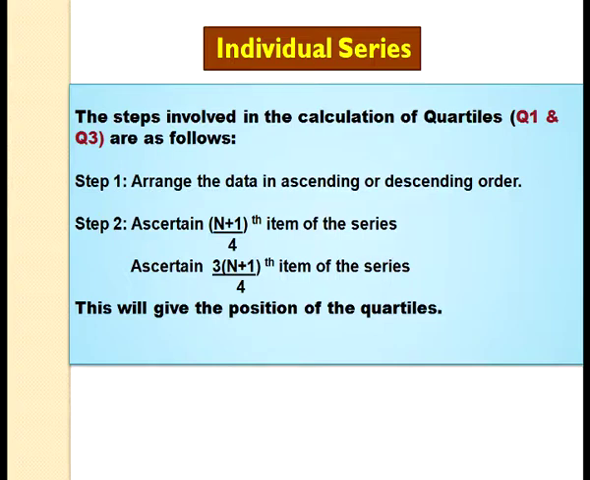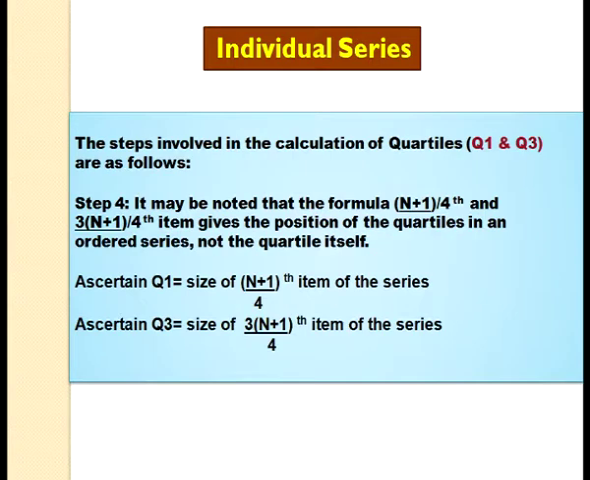But normally what are we going to do? We are going to arrange the data in ascending order. Then step 2, for the first quartile we need to find out the (n plus 1) by 4th item. And for the third quartile it would be 3 into (n plus 1) by 4th item of the series. Once we find the value, this will give us the position of the quartiles. Then the steps involved in the calculation of Q1 and Q3 are as follows.